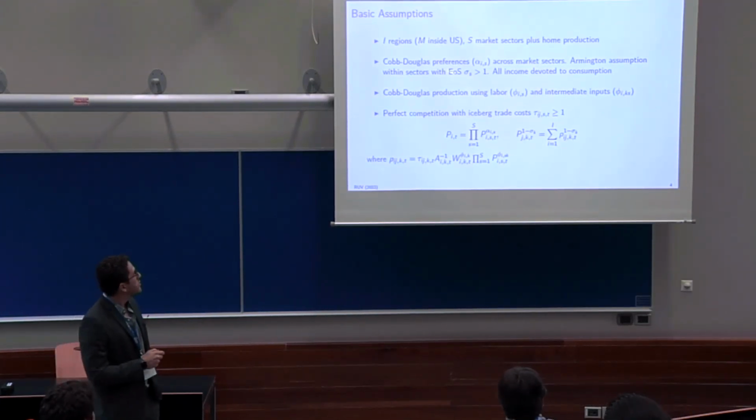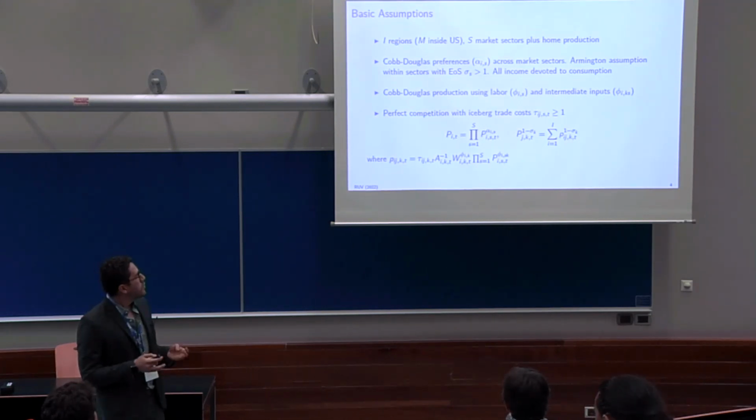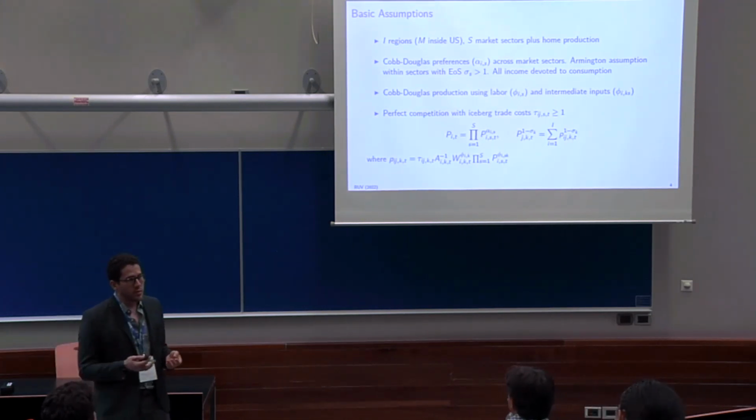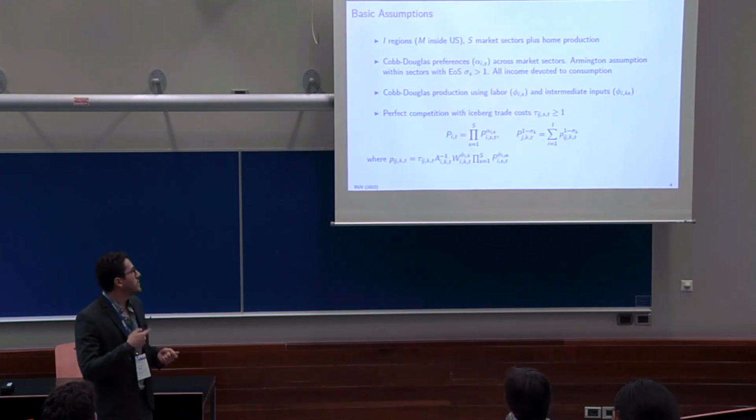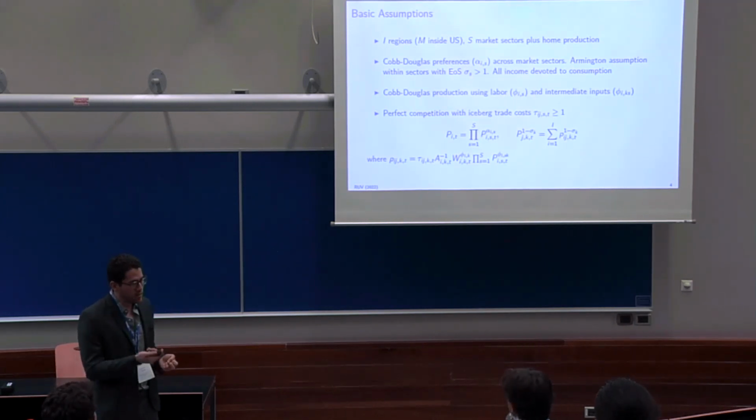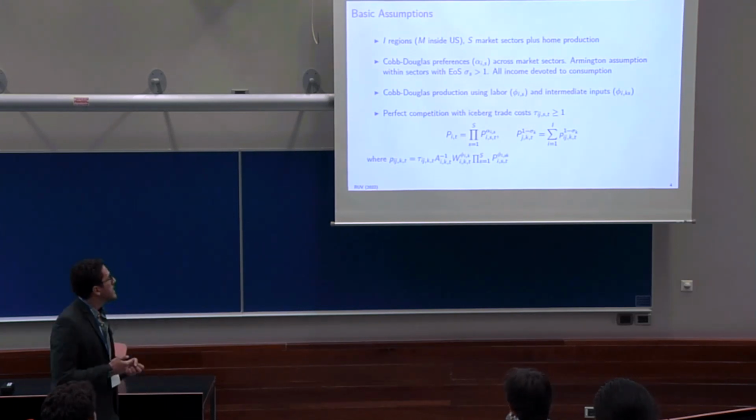In consumption, we're going to have Cobb-Douglas preferences in a given region across different market sectors with Cobb-Douglas share alpha_IS for region I, sector S, and those are going to be allowed to vary across regions, unlike CDP, in which these are constant across regions in the US, or I think actually all regions in the world. And then within a sector, we're going to have an Armington assumption where the goods of the different origins are aggregated using an elasticity of substitution sigma_S, and all income is going to be devoted to consumption. They're going to be hand to mouth, and we're not going to have the savings.